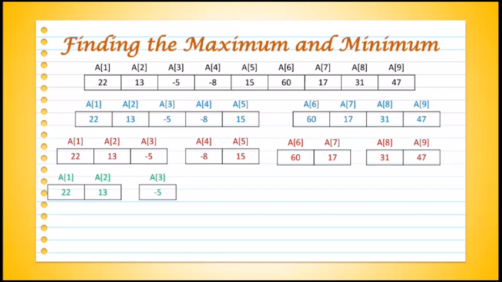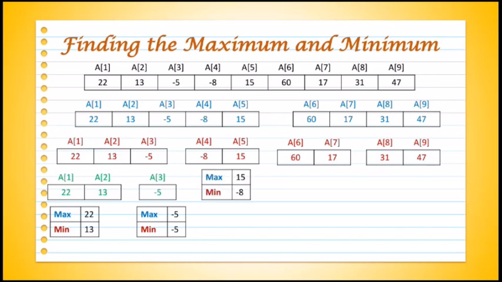Now we will find the maximum and minimum value for all these smaller problems separately. For the first array, 22 is the maximum value and 13 is the minimum value. Similarly for the second array, there is only one element, which means the maximum and minimum value will be the same, that is -5. So max value will be -5 and min value also -5. Next, for the fourth and fifth element, 15 is the maximum value and -8 is the minimum value.